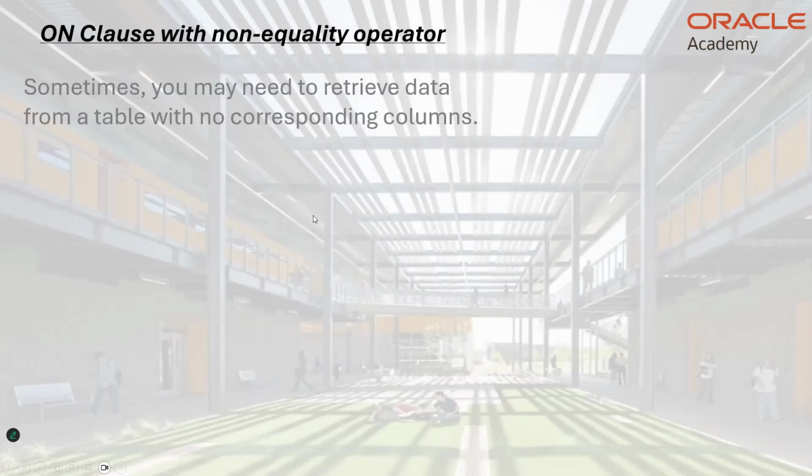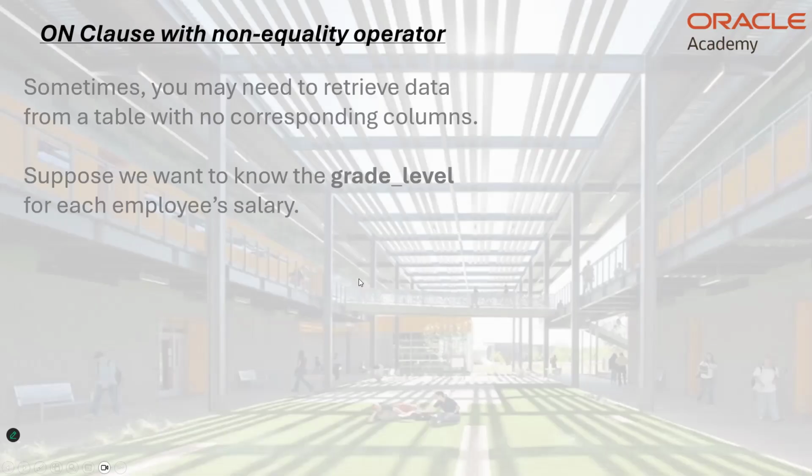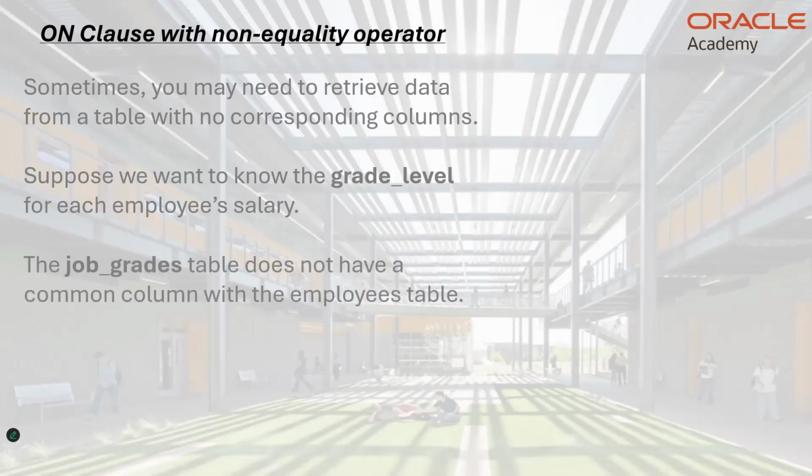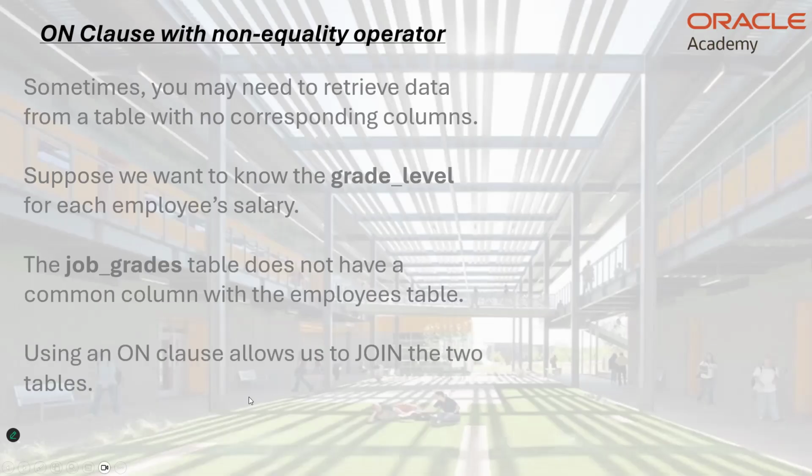So sometimes, as I mentioned before, you may need to retrieve data from a table with no common column. So we're going to move into more of a definition. Suppose we want to know the grade level for each employee's salary. The job grades table does not have a common column with the employees table, but using an on clause allows us to join the two tables.